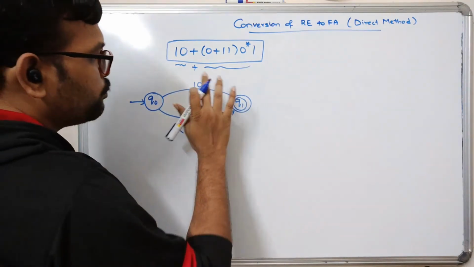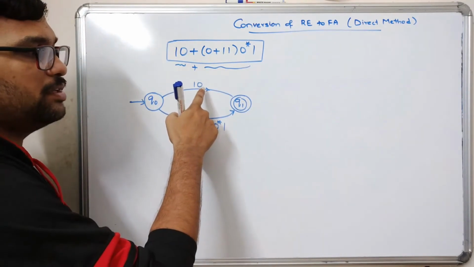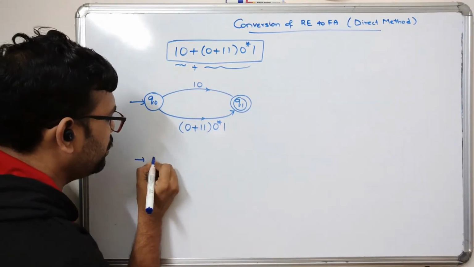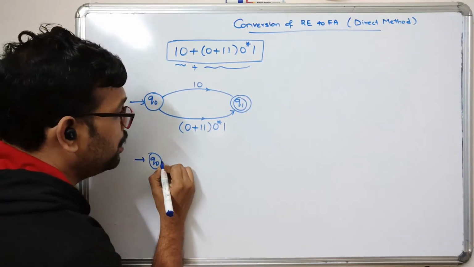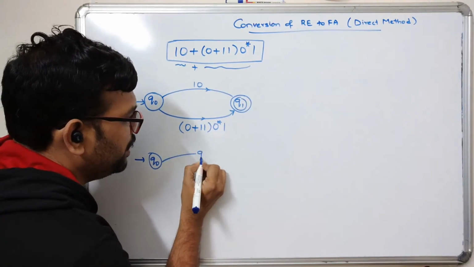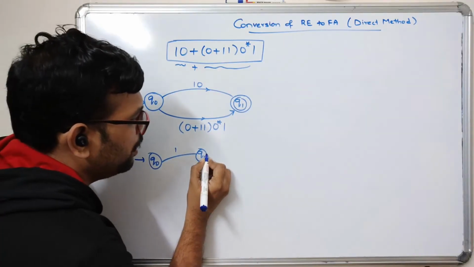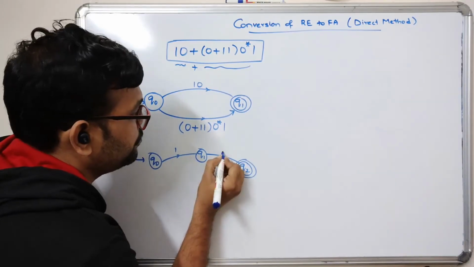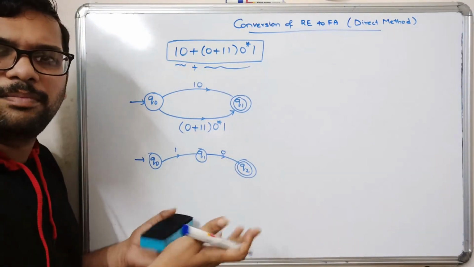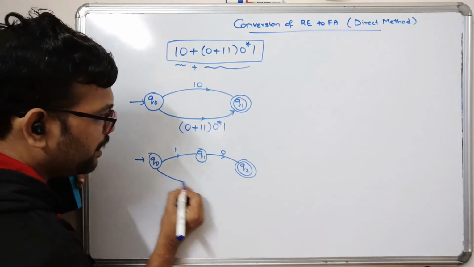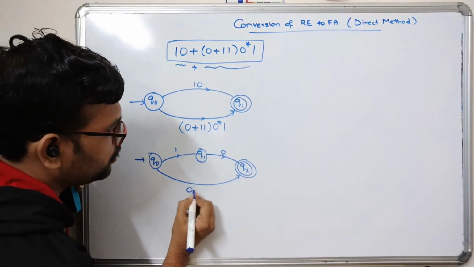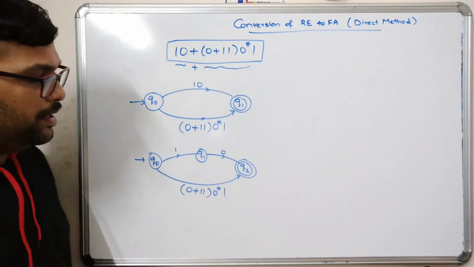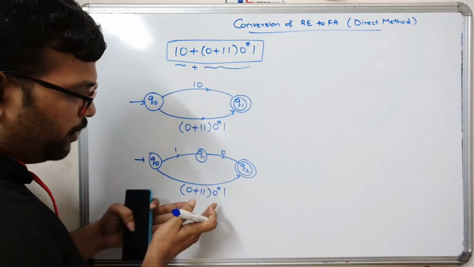And next divide this one, 10. This is nothing but concatenation, right? So we need to write Q0. From Q0 to Q1 it moves with 1, and to Q2 it moves with 0. Don't worry about the states, you can replace the states. Again there is a direct conversion, that is 0 plus 1 1 0 star 1. So this is the second one. Now we need to expand this one.